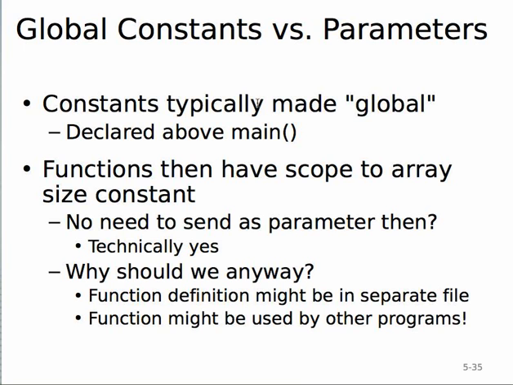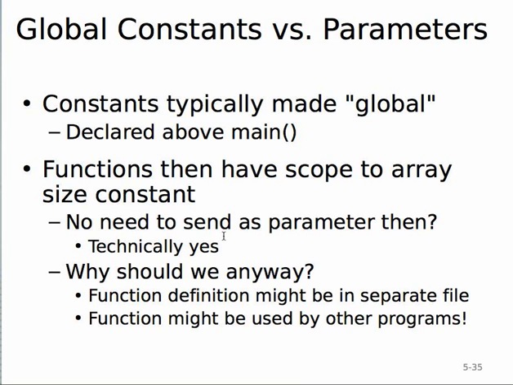Constants, you can make them global. That's not such a bad thing because they can't be changed. So it's a safe thing to do, basically. And these are declared above main. So functions that have scope to the array size constant, therefore no need to send the size as a parameter.